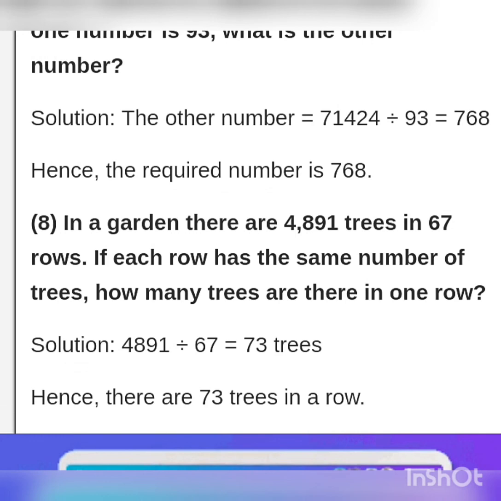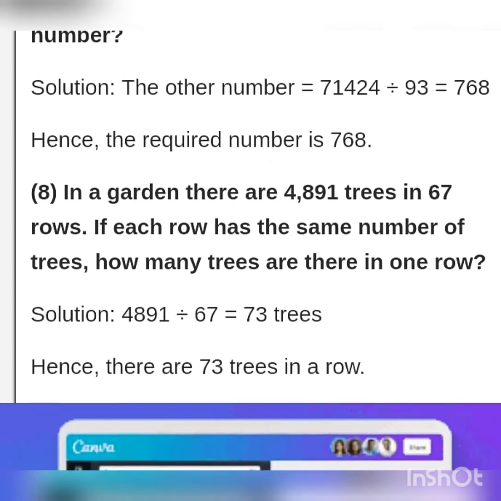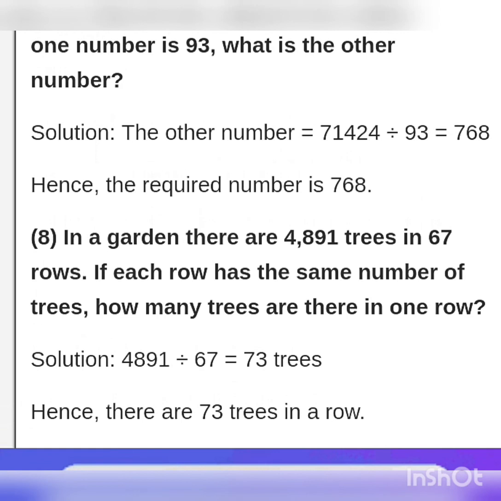In a garden there are 4891 trees in 67 rows. Okay? So if each row has the same number of trees, how many trees are there in one row? What will the solution be? Divide 4891 by 67. So how many will you get? 73 trees. Hence there are 73 trees in a row.